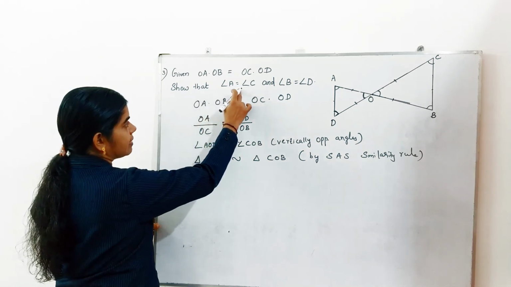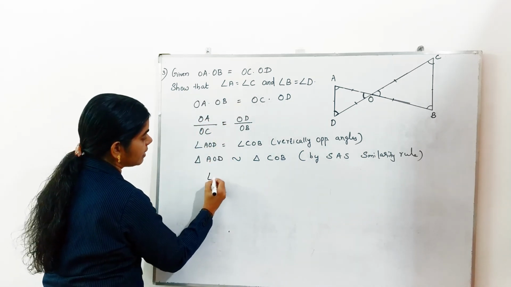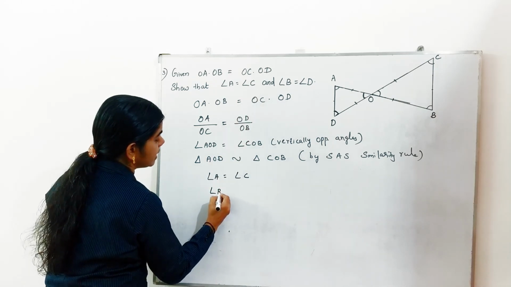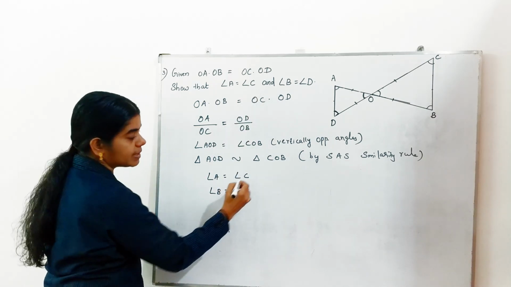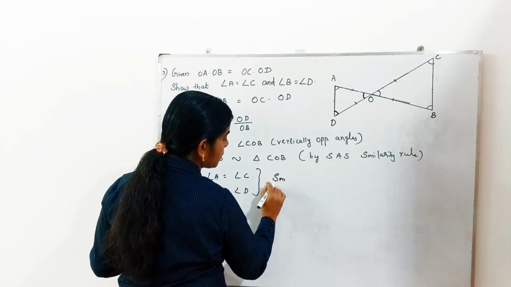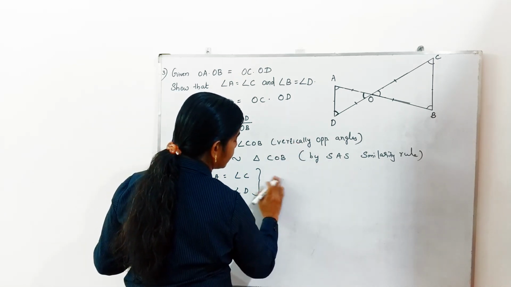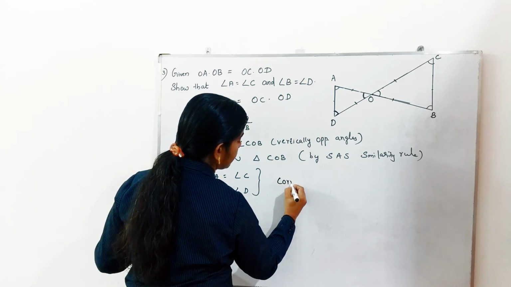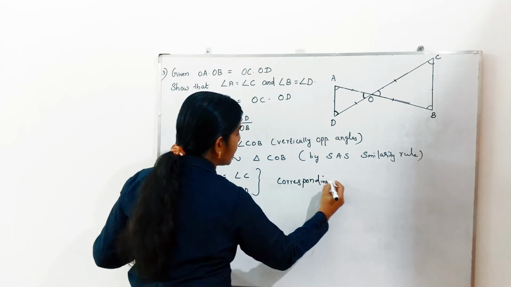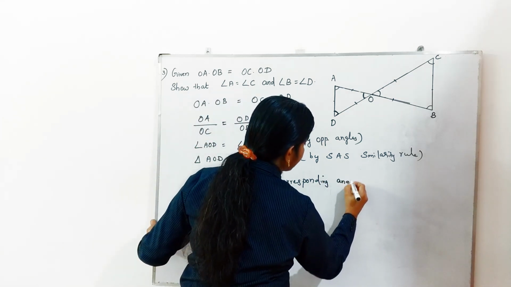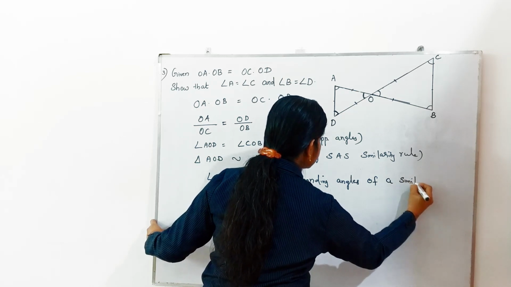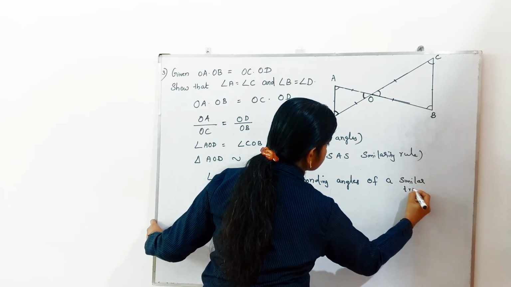Then you got these two triangles are similar. You want to show that angle A equal to angle C. Then we can write angle A equal to angle C, then angle B equal to angle D. What will be the reason? Corresponding angles of similar triangles.